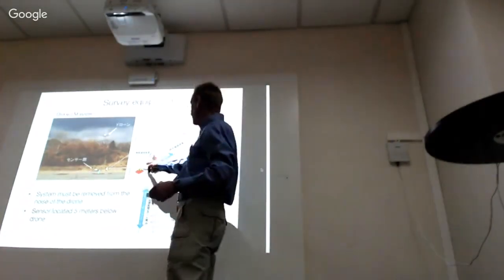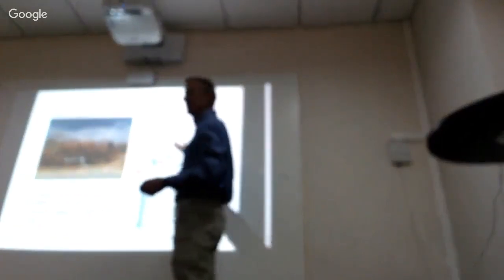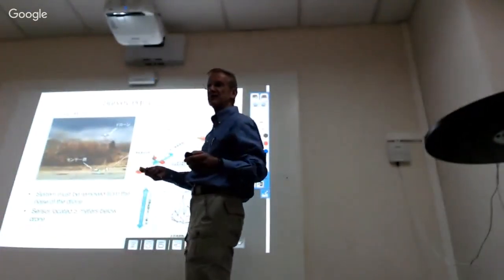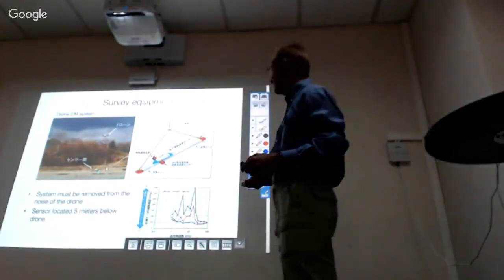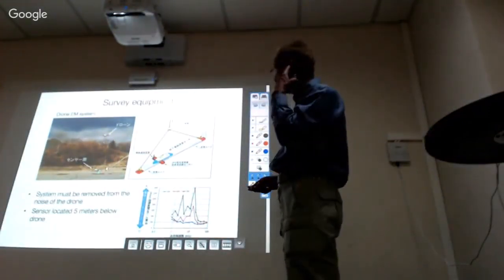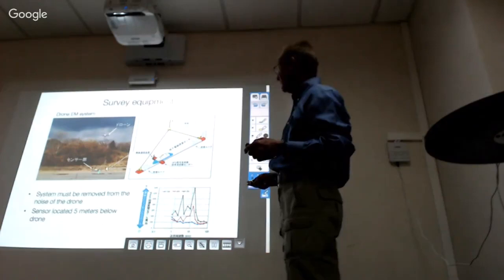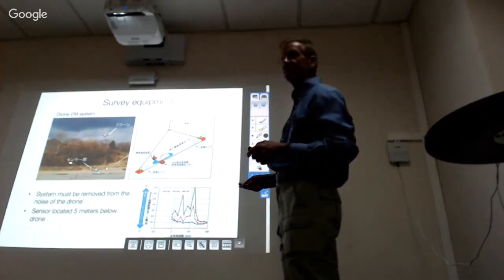There's transmitter coils here, receiver coils back here. So it's a coplanar system. It's in the frequency domain. Number of coils, different frequencies. And they're going to tow this thing with a drone.